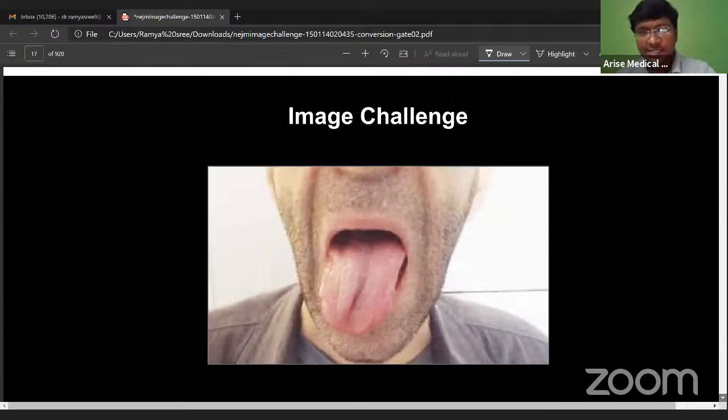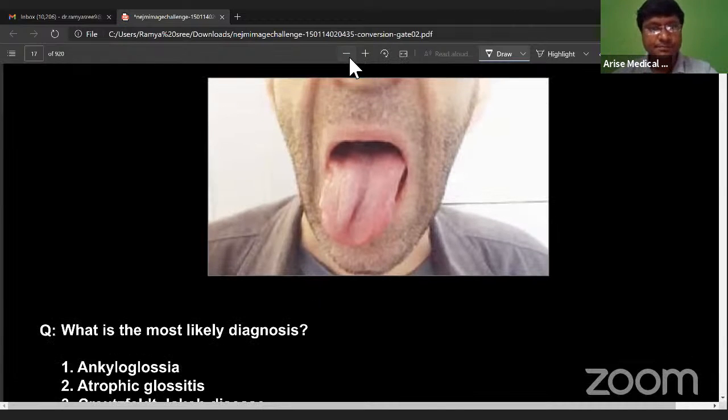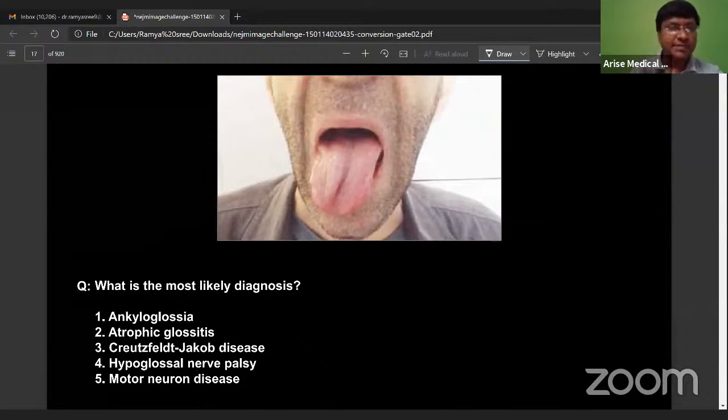Yeah. So this is another very interesting question. Yes. You observe the tongue properly. Right? Observe the tongue properly. What is the most likely diagnosis? Ankyloglossia, atrophic glossitis, Creutzfeldt-Jakob disease, hypoglossal nerve palsy, motor neuron disease.